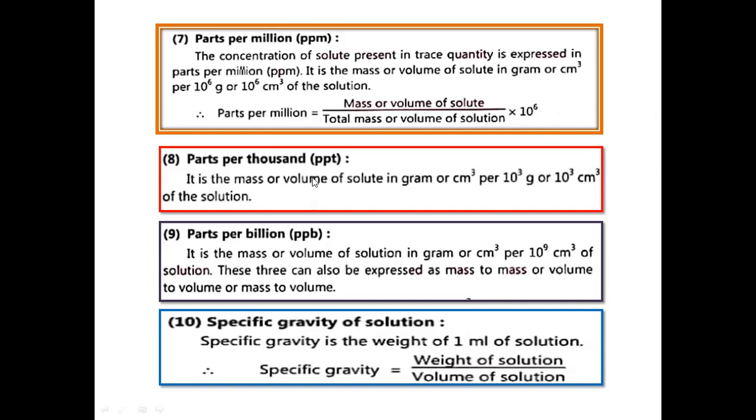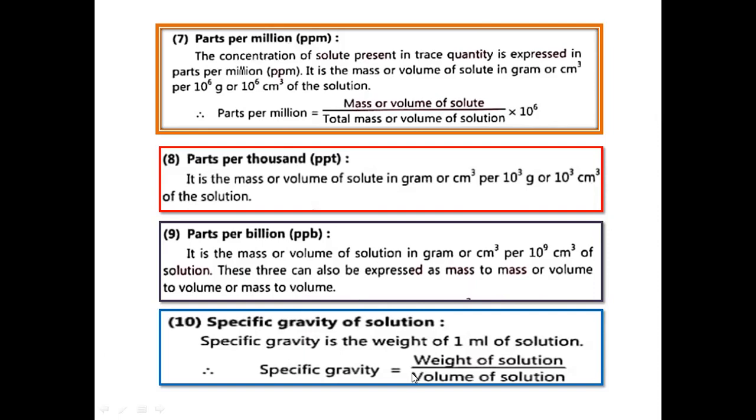Then parts per thousand, the ppt type of solutions, is the mass or volume of solute in gram or cm cube of the solution. Similar to that, ppb solutions are also there. It is the mass or volume of solute in gram or cm cube per 10 raised to 9 cm cube of solution. These three can also be expressed as mass to mass, volume to volume, or mass to volume solutions.